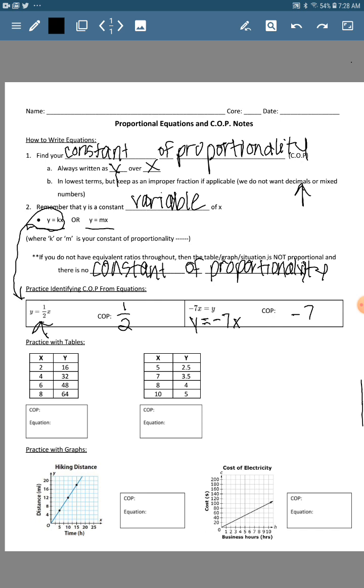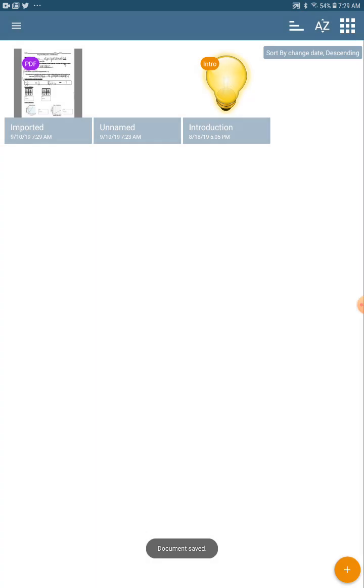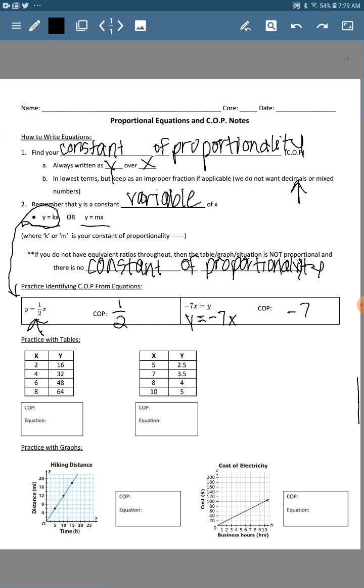Okay, now we're going to go ahead and find the constant from the tables. So it's just like yesterday. You're always going to have your ratio of y over x to help you out. So in my first one, it's 16 over 2, which reduces down to 8 over 1. And then that's going to be the same throughout. So 32 over 4 reduces down to 8 over 1. 48 over 6 reduces down to 8 over 1. 64 over 8 reduces down to 8 over 1. So your constant of proportionality is 8 over 1 or 8. Doesn't matter.